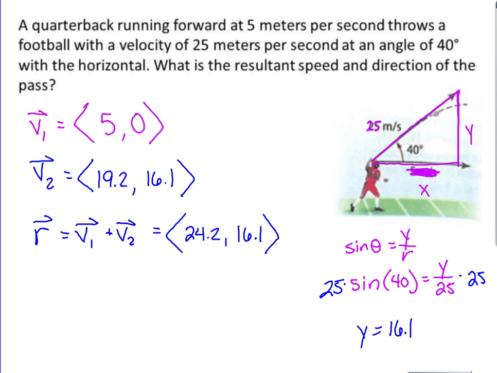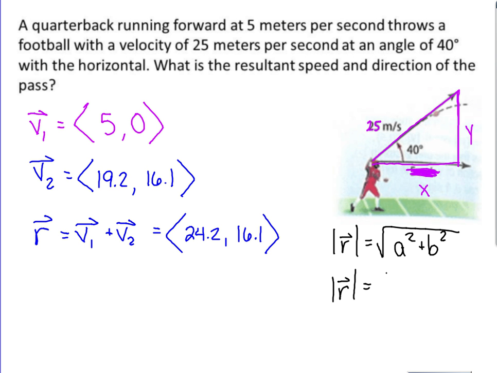Now we want to find the resultant speed and direction. So we need to figure out the magnitude to find the speed, and we need to find the direction. Now to find the magnitude, we're going to do the square root of a squared plus b squared. In our case, that's going to be the square root of 24.2 squared plus 16.1 squared. And that's going to give us a magnitude of 29.1 meters per second.